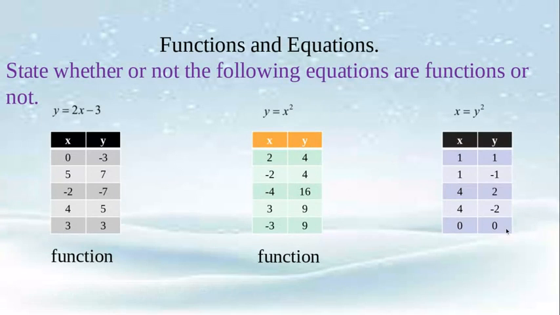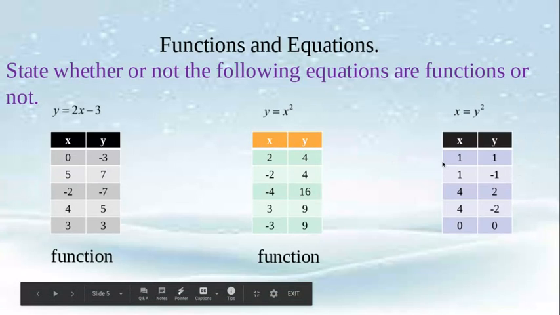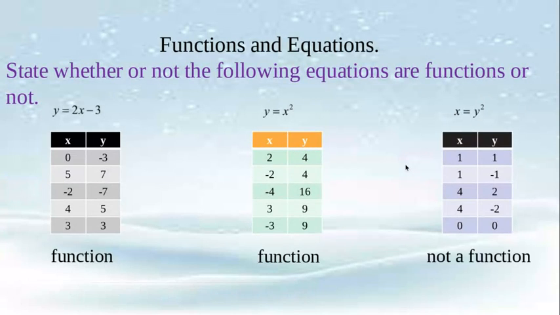And then if you look at the last one, what'd you put? You should have thought that it was not a function. Why? Because look, I have a 1 and a 1. Can't have that. I also have a 4 and a 4. So you can't have 1 go into positive 1 and negative 1. It's not allowed. So not a function.